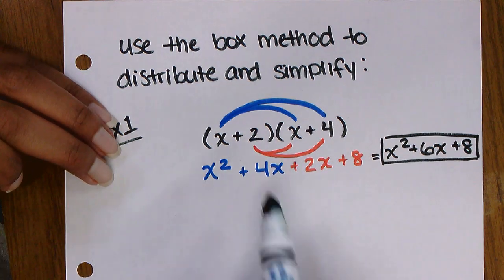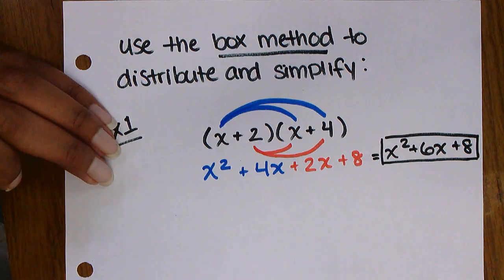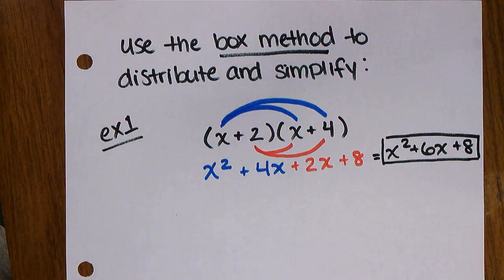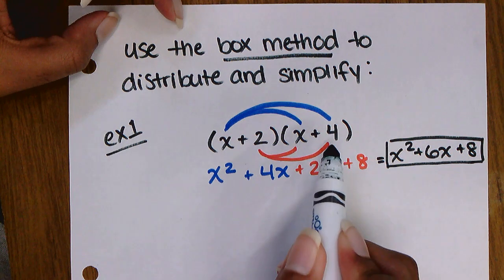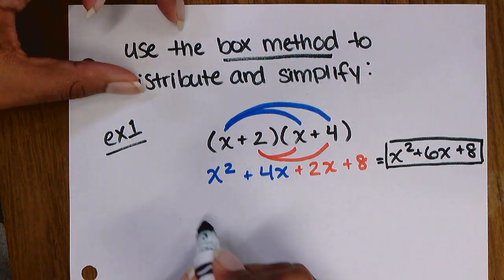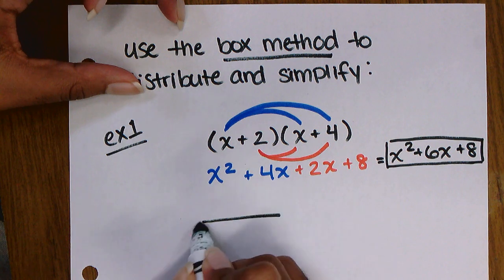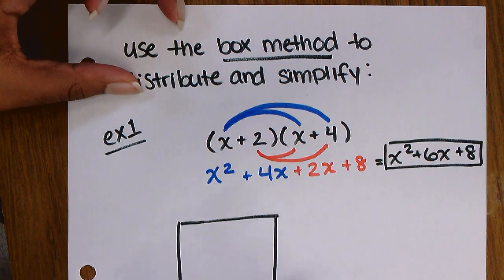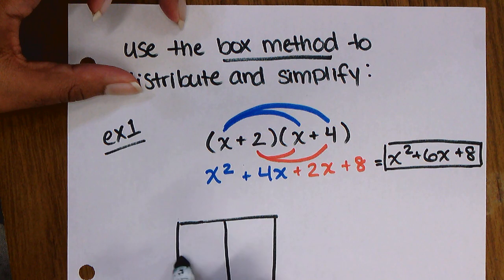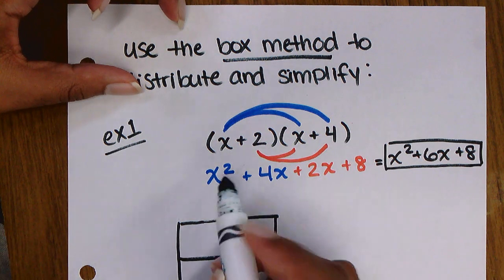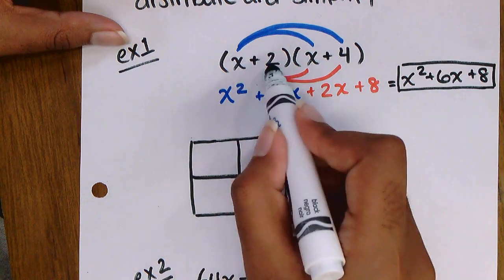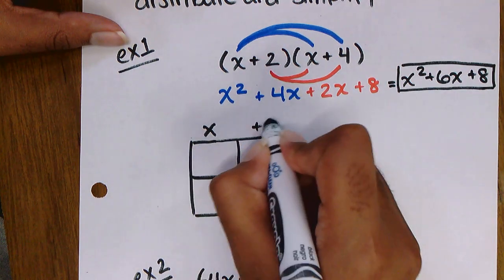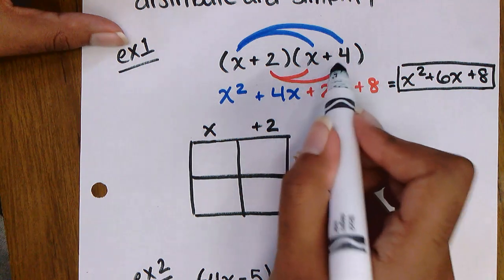And now we're going to look at this box method here. So the box method is a strategy to multiply. It works oftentimes. It doesn't always work. But since we have a binomial by a binomial, we're going to make a 2 by 2 box. So we're going to make a box that looks like this. It's 2 rows and 2 columns. And we're going to write each of our terms for each of our polynomials on the top and on the side. So x plus 2, we have x plus 2, and then x plus 4.